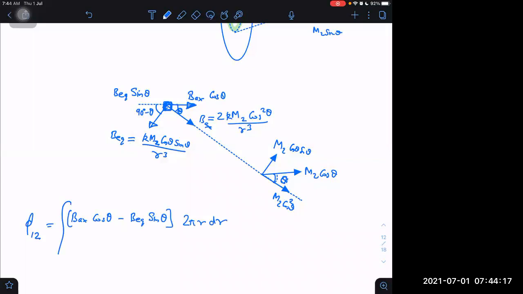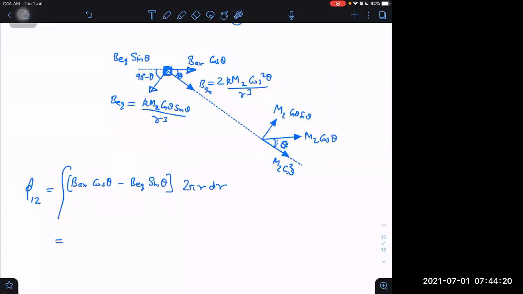Let us check now. What is it finally? B axial cos theta will be 2k m2 by r cube into cos cube theta, minus cos theta into cos 2 theta, m2 by r cube, and then cos theta sin theta, but again sin theta. So it will become cos theta into sin square theta, right? Into the whole, into 2 pi r dr, integral.